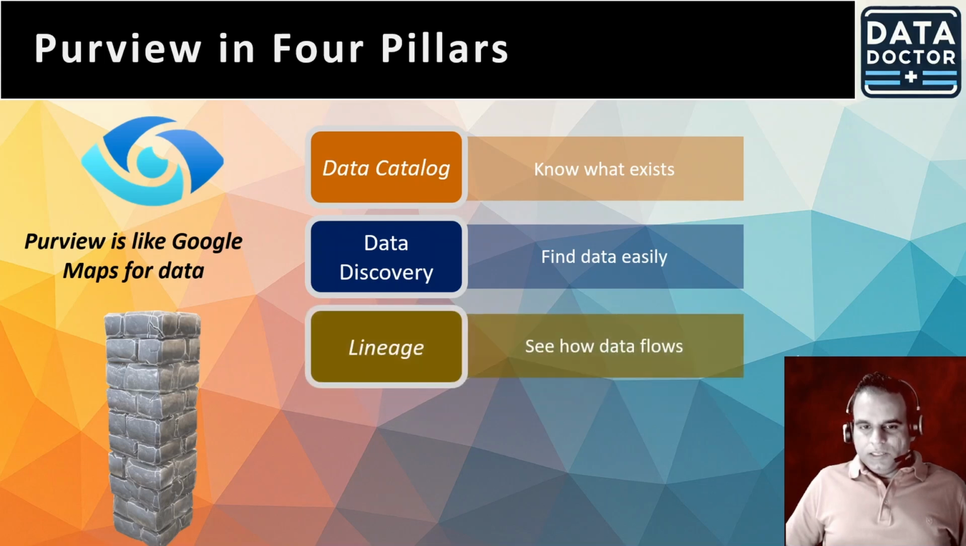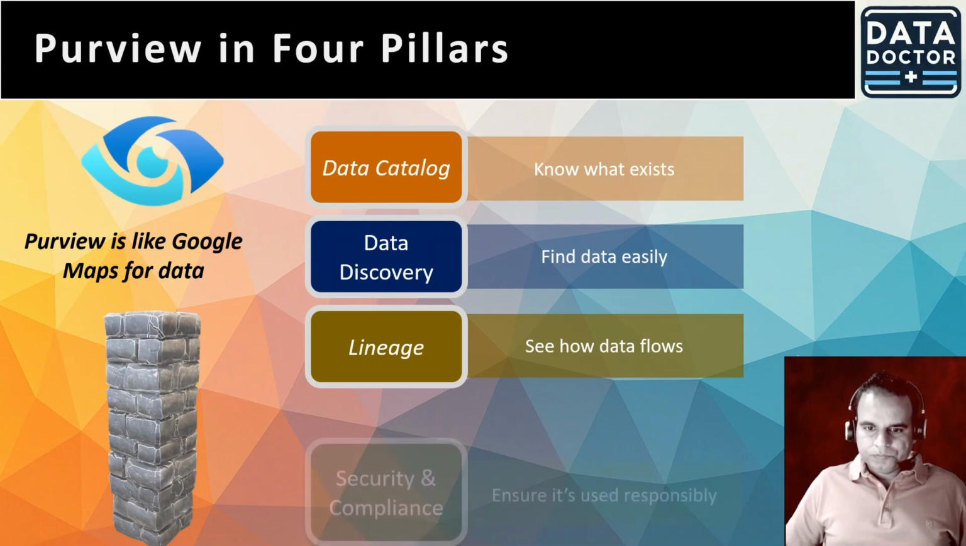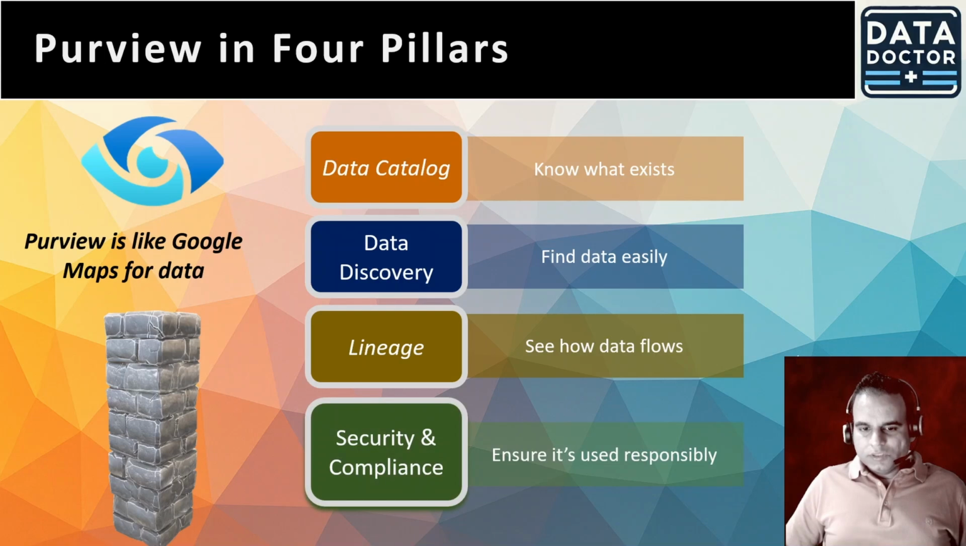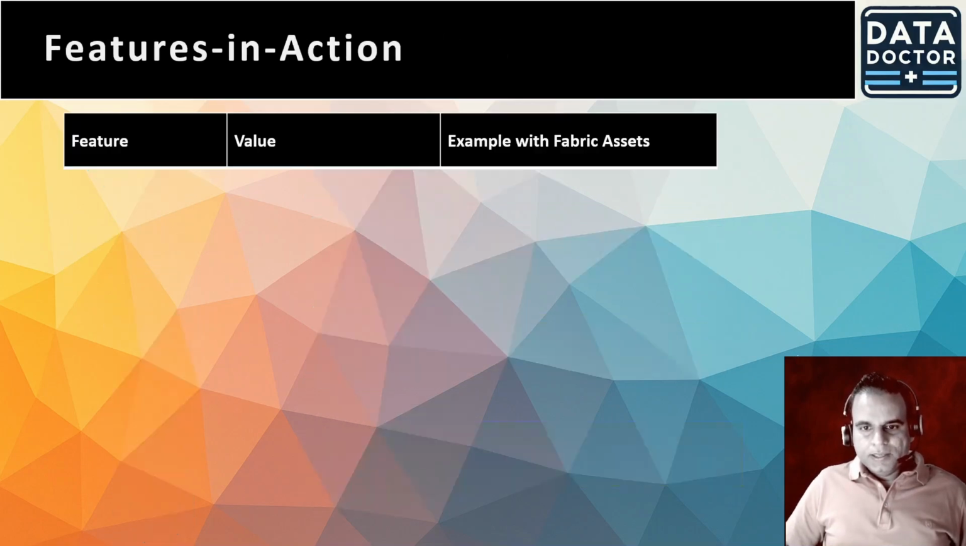And then it comes to lineage. Lineage, you can compare with finding the routes, how to go from point 1 to point 2. In the data world, the data travels from one layer to another, and the traceability of this data is possible through Purview. And finally, security and compliance is a crucial topic, and it ensures that the data is used responsibly. Now we have seen the four pillars of Purview at a glance, and let's see those features in action in a bit more detail, with examples of Fabric assets.